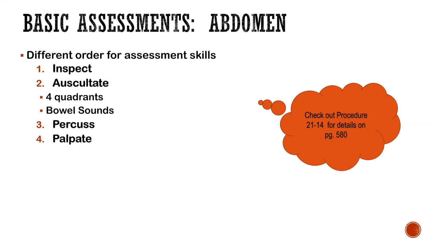Use deep palpation to assess for organs and masses and tenderness, but be very cautious in doing so. The liver border should be smooth. Remember, it's in the right upper quadrant. It should be smooth and without masses, and the spleen is not normally palpable. Palpation of the liver and spleen is an advanced technique not usually performed by staff nurses, except in some specialty areas.